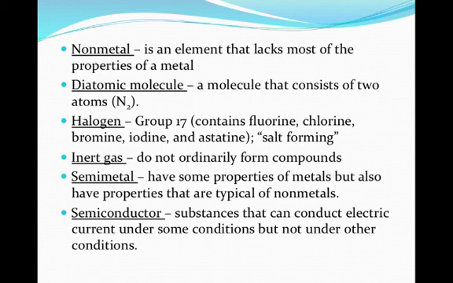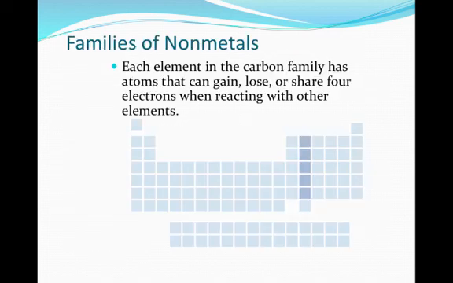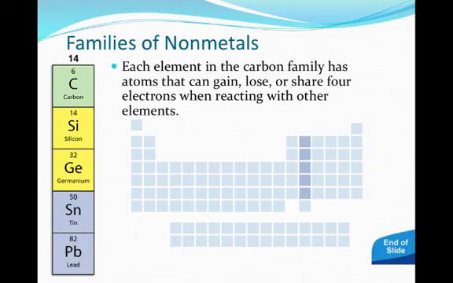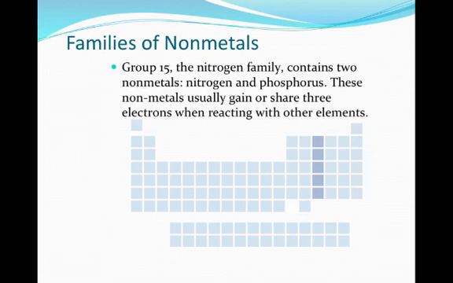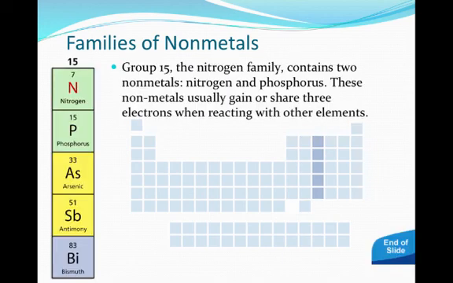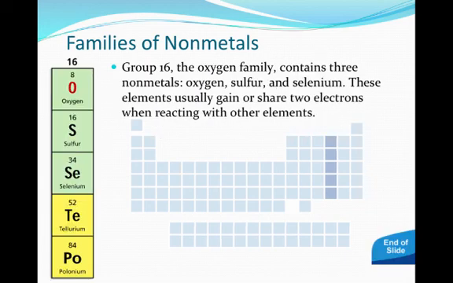Semimetals have properties of metals, but also have properties of nonmetals. And a semiconductor is something that can conduct electrical current under some situations, but not others. So looking at the families of nonmetals, this is the carbon family, and they can gain, lose, or share 4 electrons when reacting with other elements. So they're pretty versatile. And then the nitrogen family contains 2 nonmetals, nitrogen and phosphorus, and they usually gain or share 3 electrons when reacting with other elements. The oxygen family here, oxygen, sulfur, and selenium, usually gain or share 2 electrons when reacting.